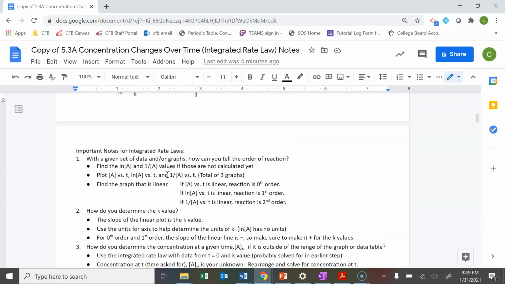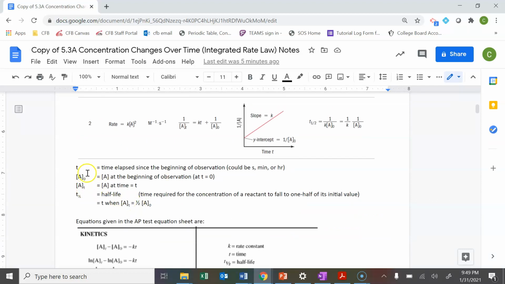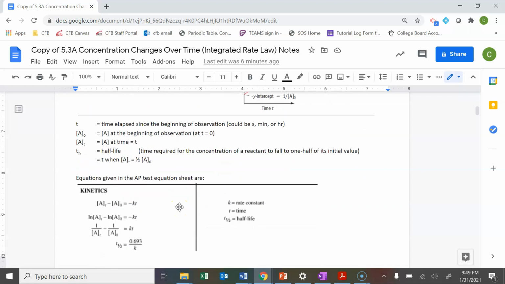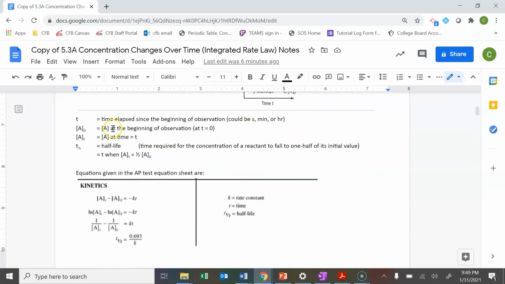I want to give you some important notes for integrated rate laws. And I'm sorry, back up just a little bit. This is just information about what is included in the equations and in the graphs. T is the time elapsed since the beginning of the observation. It's going to be in units of seconds, minutes, hours, or some other unit of time, maybe even a day. Concentration of A sub 0, and then we've got concentration of A sub T. Well, A sub 0, that's the concentration at the beginning of the observation before any time has elapsed. And then A sub T is the concentration at a specific time, where that's T.